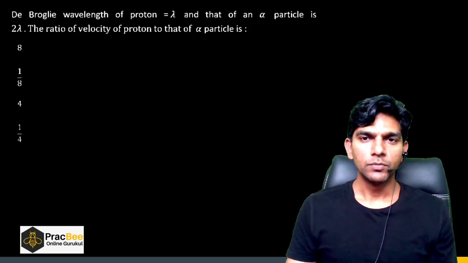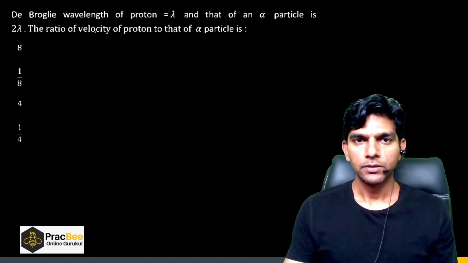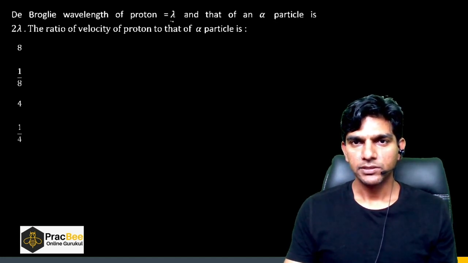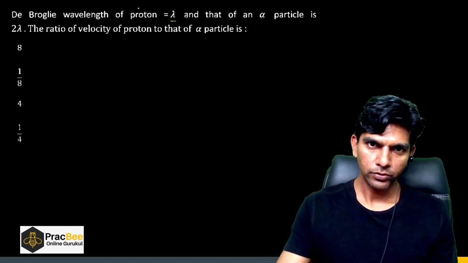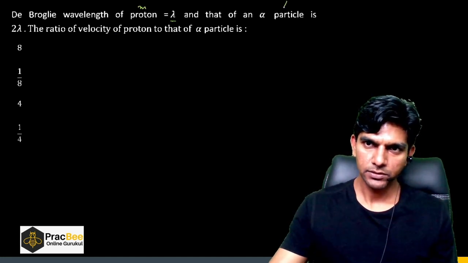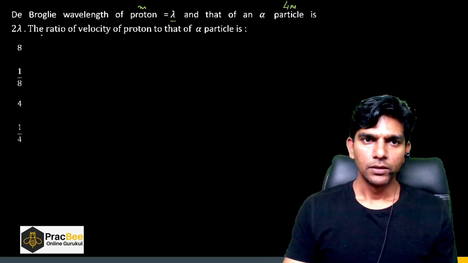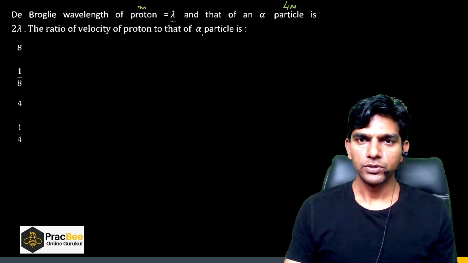Next question is from dual nature. The de Broglie wavelength of a proton is lambda and that of the alpha particle is 2 lambda. If the proton has a mass m, the alpha particle has a mass 4m. Find the ratio of the velocity of the proton to the alpha particle.